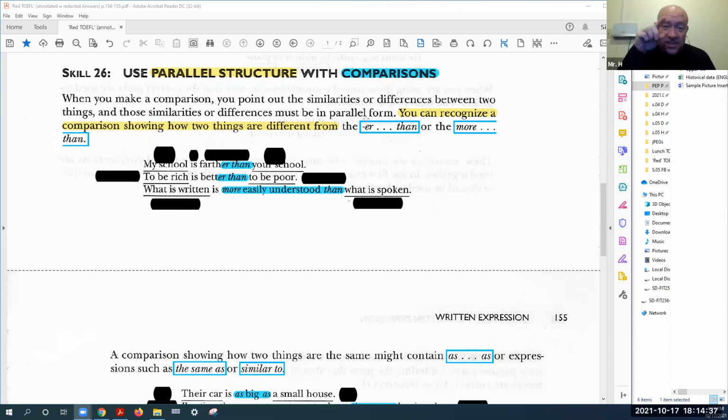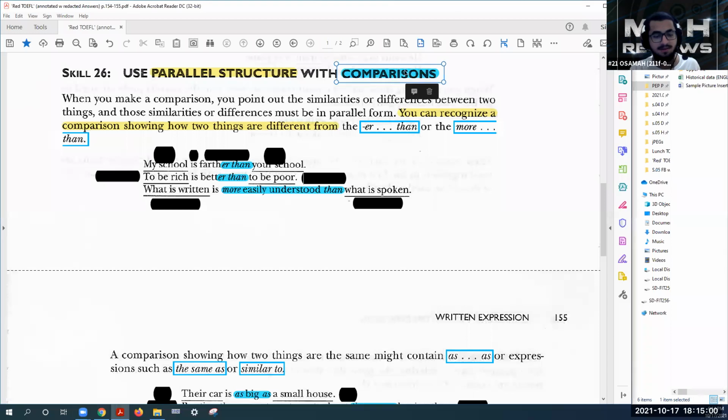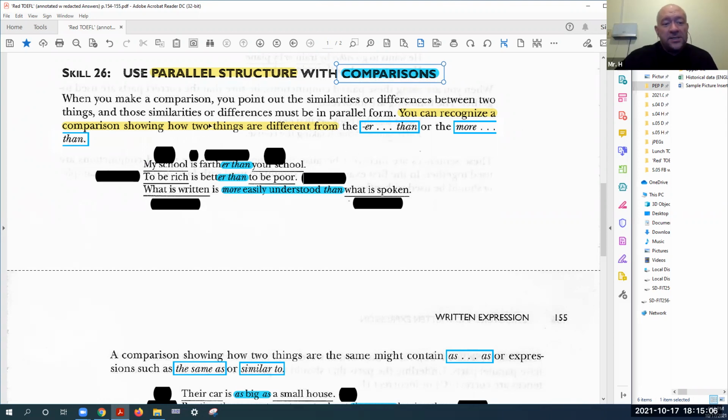Now, this is in the red book. The red book has 3 parallel structure skills, and this is the third one, okay? So what comes between the two structures? A comparison. Yes. What is a comparison? When you compare between two things or more. Exactly. All right. So let's do this.